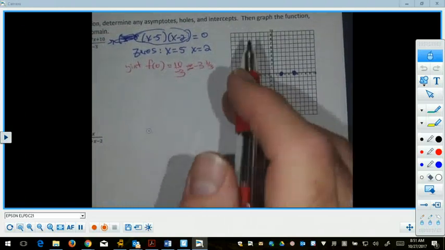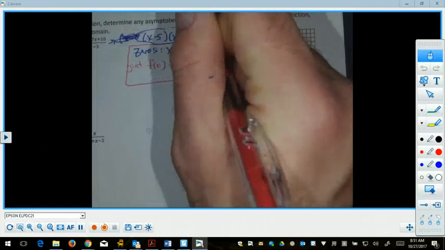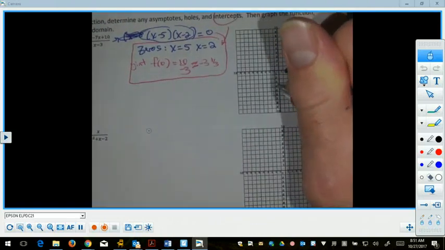So there are my intercepts. I've just answered that right here. There's the intercepts, and I'll plot that one also. Negative 3 and 1/3 is roughly there.